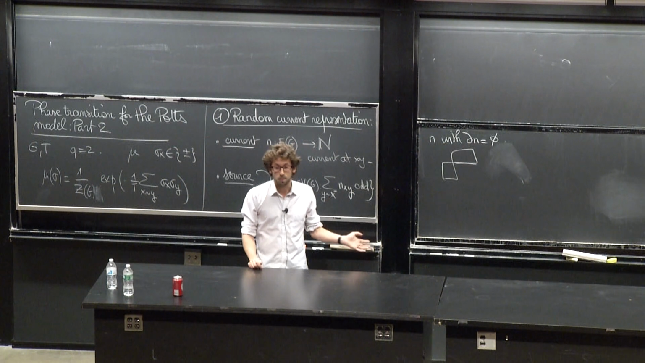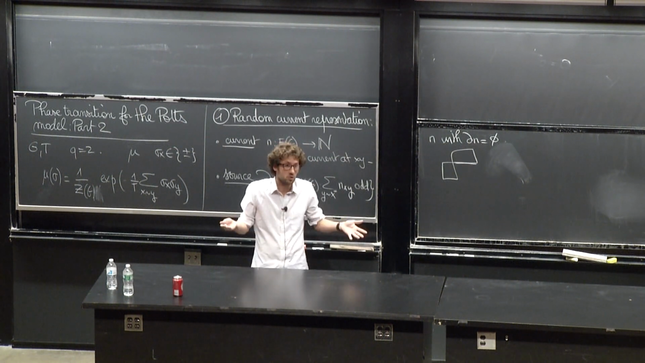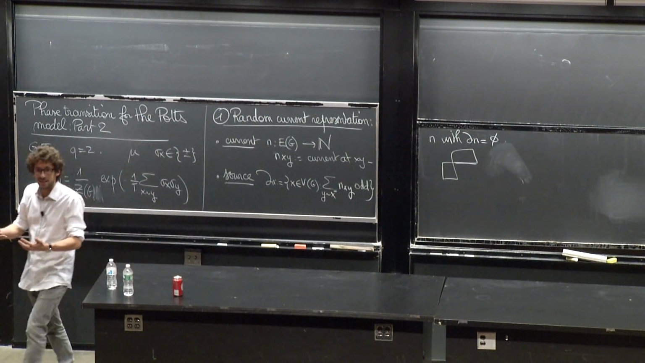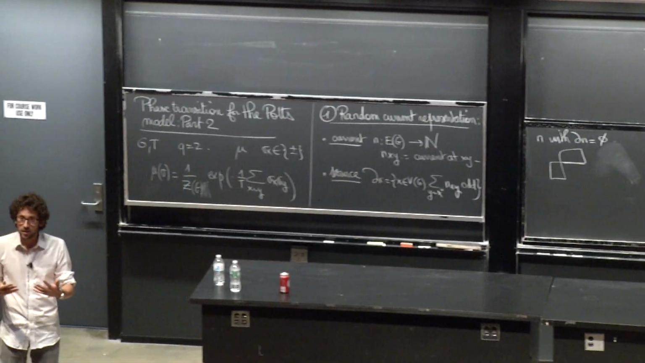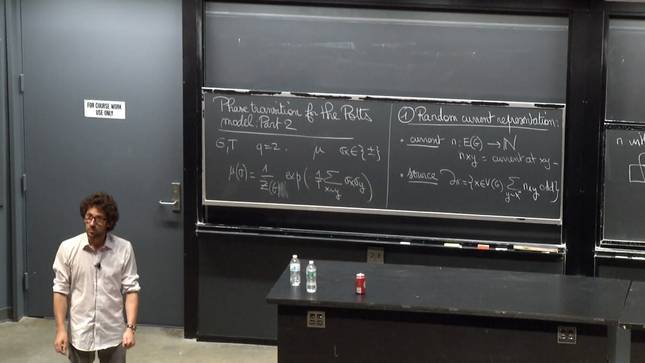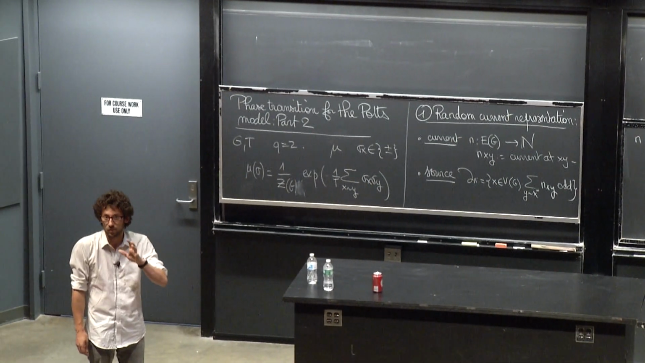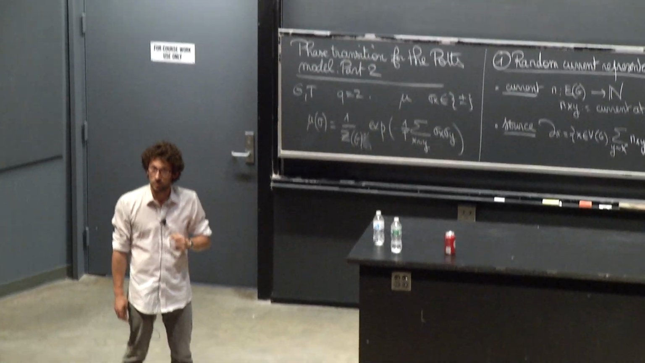Now, if you take a superposition of loops, you get also a sourceless current. And in fact, the reverse is true: any sourceless current can be obtained as a superposition of loops. In physics, you can interpret these loops as eddy currents. Sometimes people call them eddy currents.